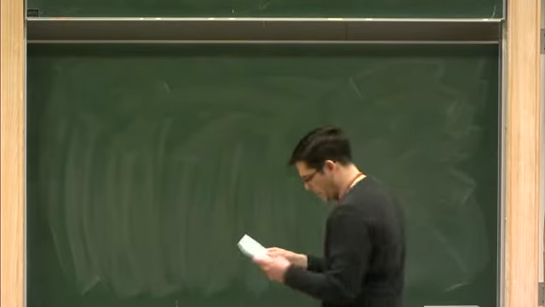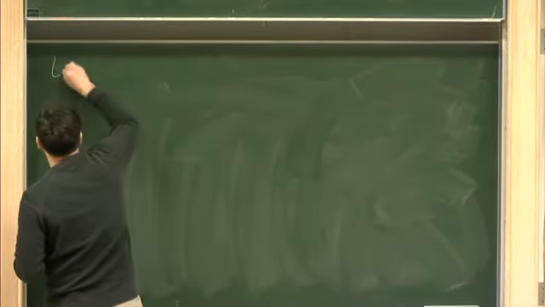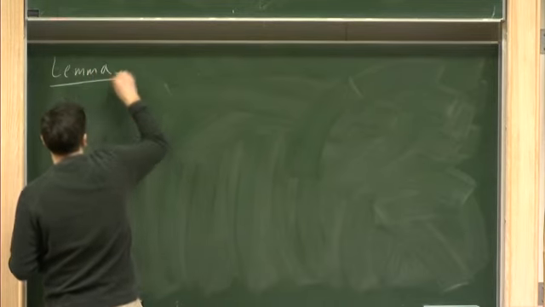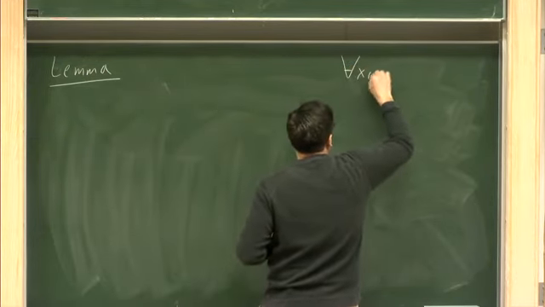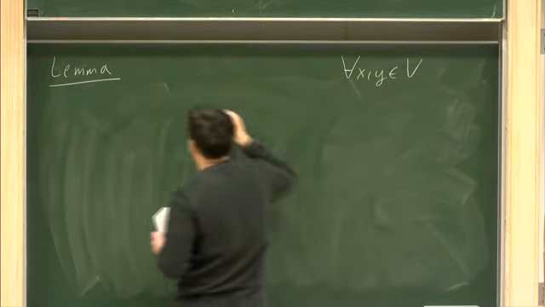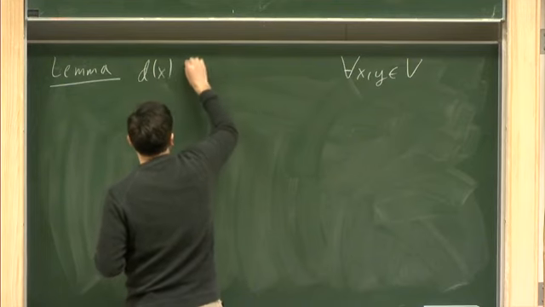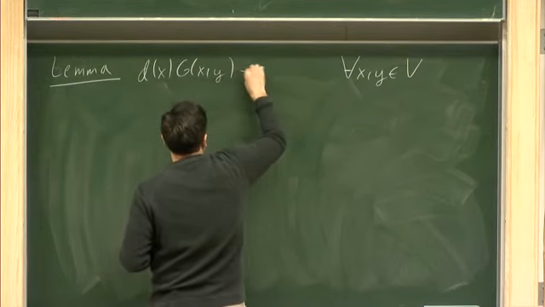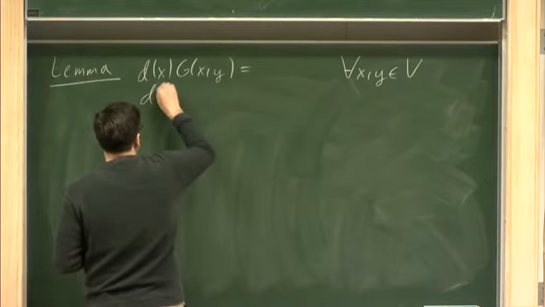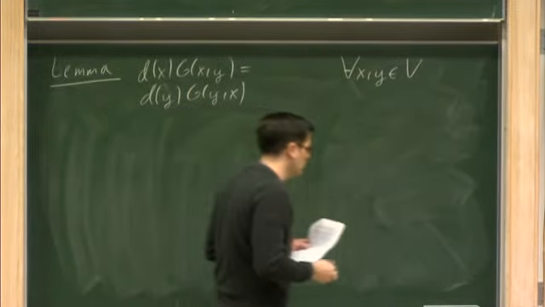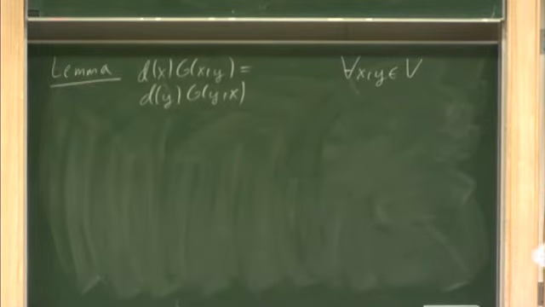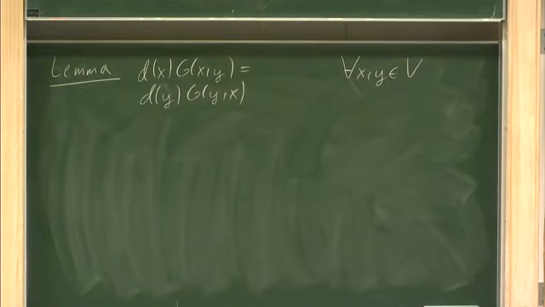So one other property that g has is that for all x, y, and v, we have that d of x, the degree at x, times g of xy is equal to d of y times g of yx. So this is one other property that g has, and this is sort of an elementary thing to prove. It just follows from the definition of simple random walk.